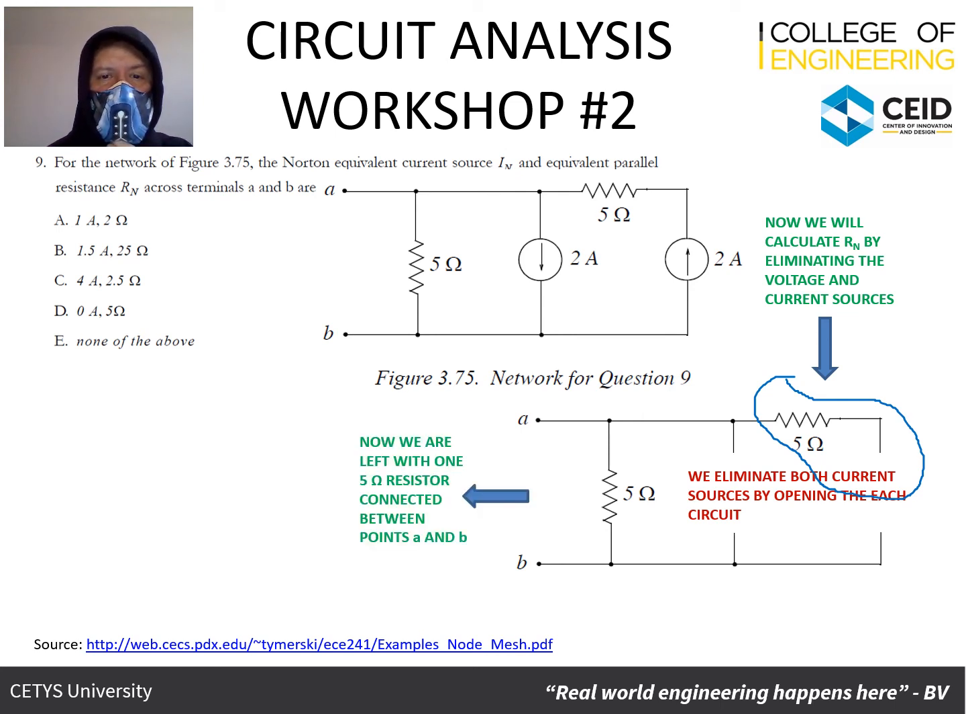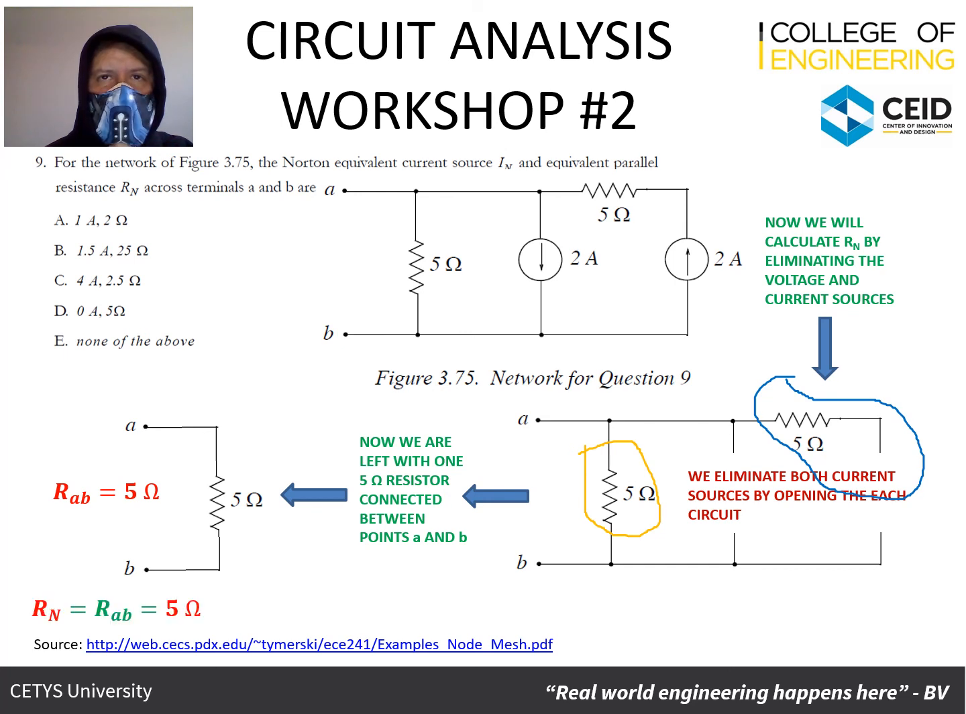This means that the 5 ohm resistor now has no effect on the circuit, and thus we are left with just one resistor, this 5 ohm resistor that's connected to terminals A and B. And therefore, the resistance between terminals A and B is 5 ohms. This resistance is the Norton equivalent resistance.